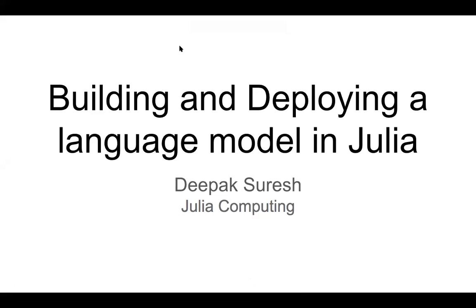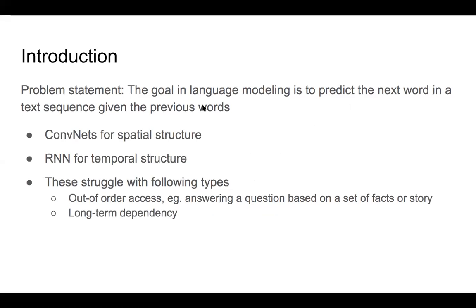Welcome to this micro training session on building and deploying a language model in Julia. We will be building a language model in Flux. Flux is Julia's deep learning library, and we will be using that to build the model. The goal over here is to build a language model that predicts the next word in a text sequence. Given a sequence of words, the model will predict the word that comes after the sequence. Language models are used widely in products like Google Assistant, Siri, Amazon's Alexa, and all.